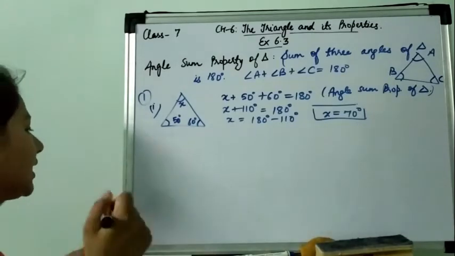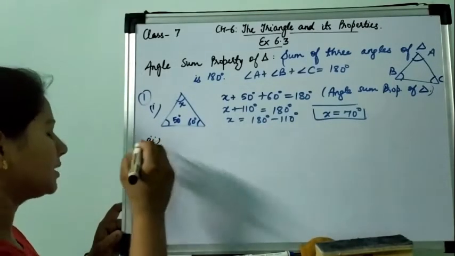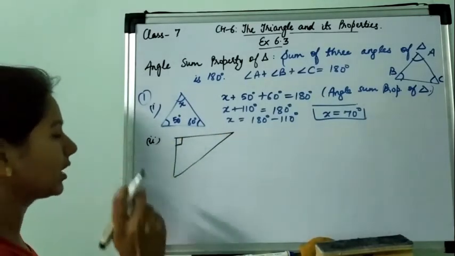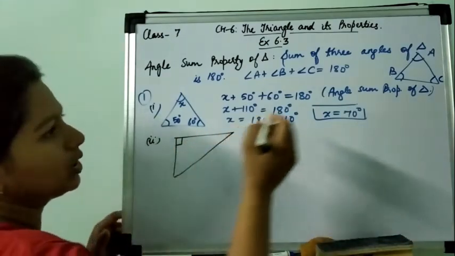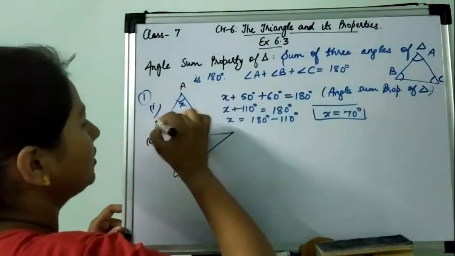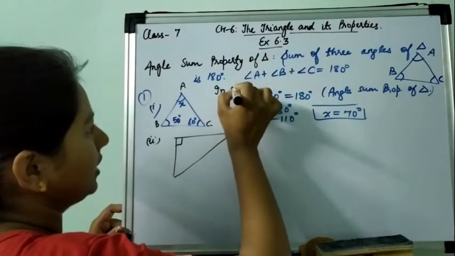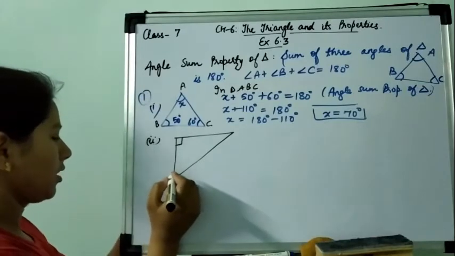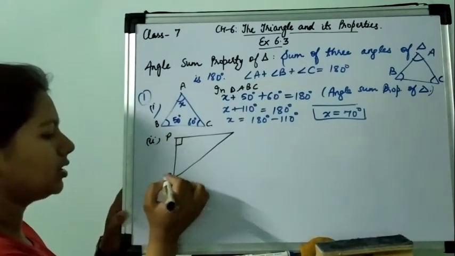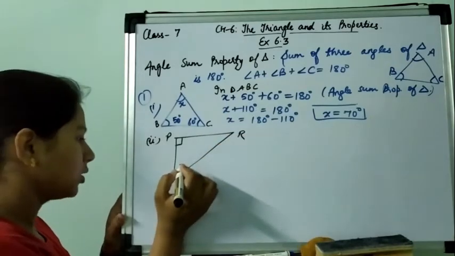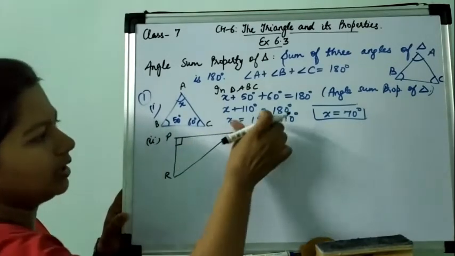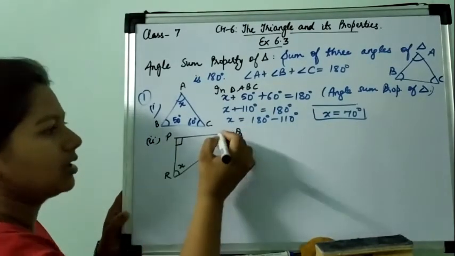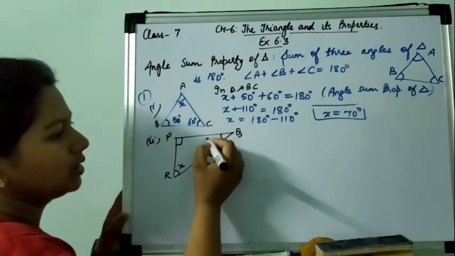Similarly, moving to our second part. In the second part, the diagram is like this. Here it is this marking. This marking means 90 degrees. The name of the earlier triangle was ABC. In this one, the name of the triangle is PQR. Here it is R and here it is Q. Angle R is equal to x and angle Q is equal to 30 degrees.